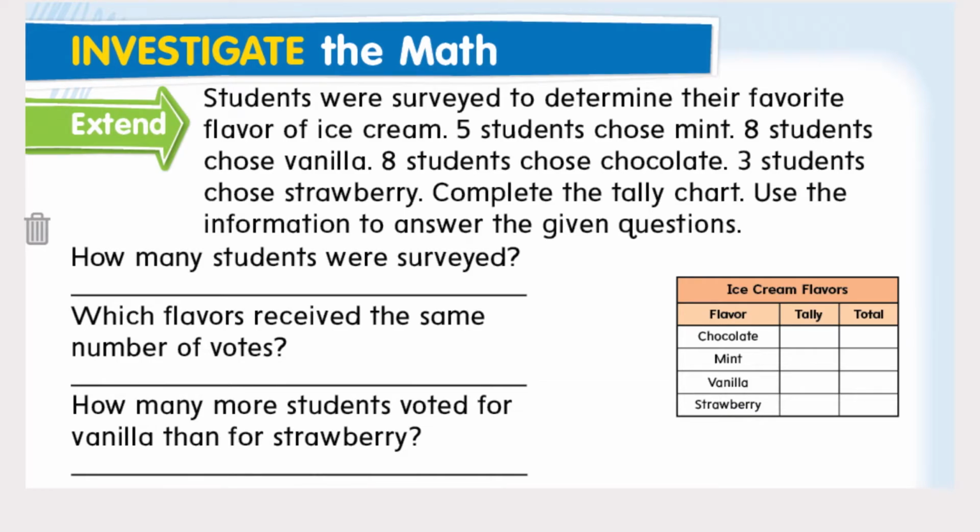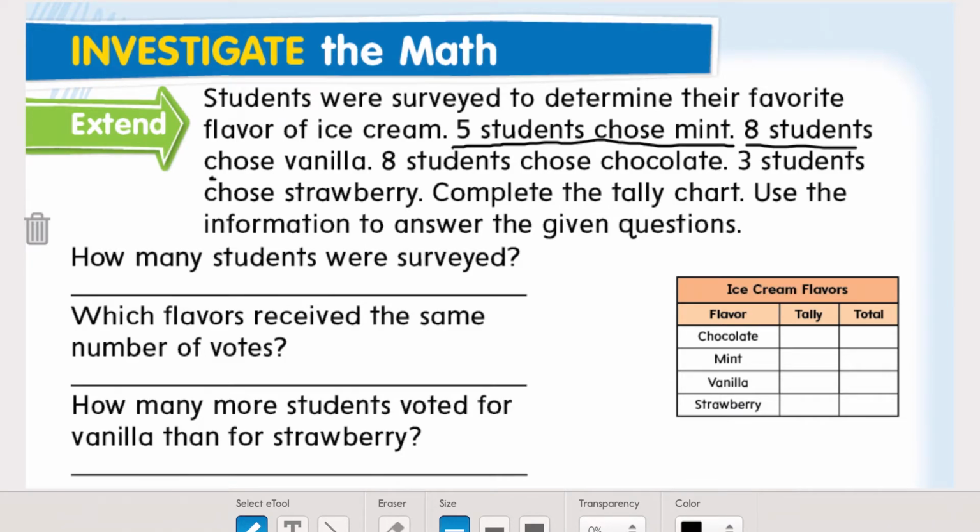Students were surveyed to determine their favorite flavor of ice cream. 5 students chose mint, 8 students chose vanilla, 8 students chose chocolate, 3 students chose strawberry. Complete the tally chart. Use the information to answer the given question. So first let's complete our tally chart. We know 5 chose mint, 8 chose vanilla, 8 chose chocolate, 3 chose strawberry.